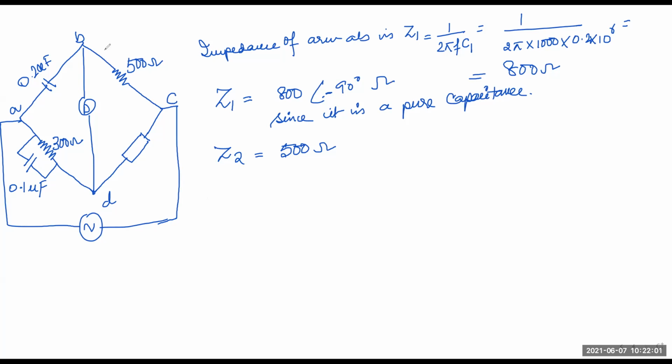Okay, if this is my Z1 arm, then which is my Z2 arm? Z2 arm will be this one. And Z3 arm you take this one, so put it here as Z3. So we can write Z3 again as 500 angle 0 degree, since it is a pure resistance.